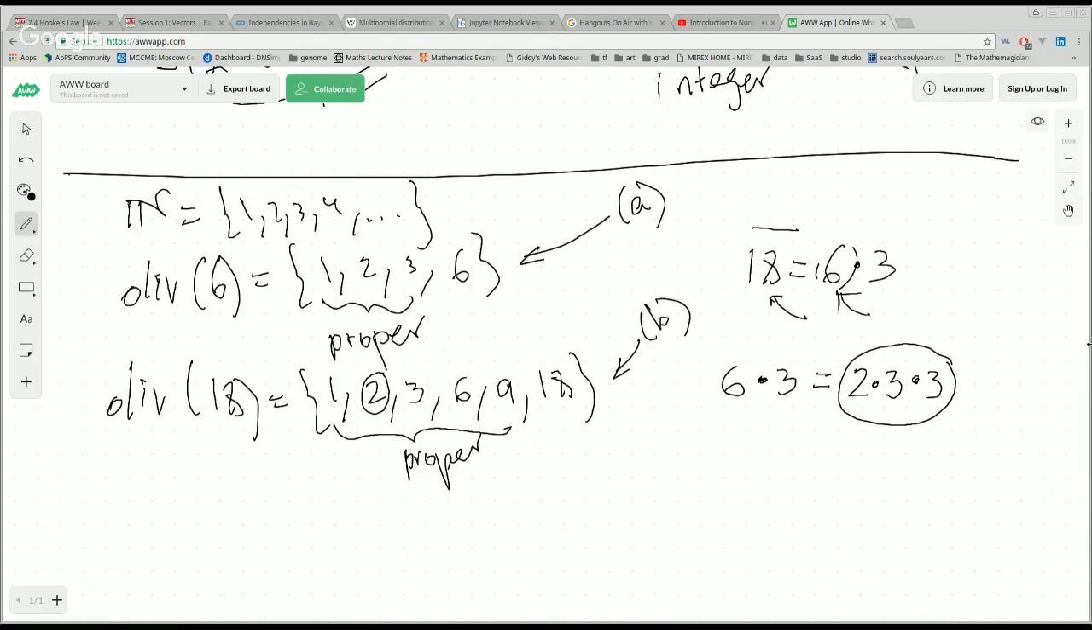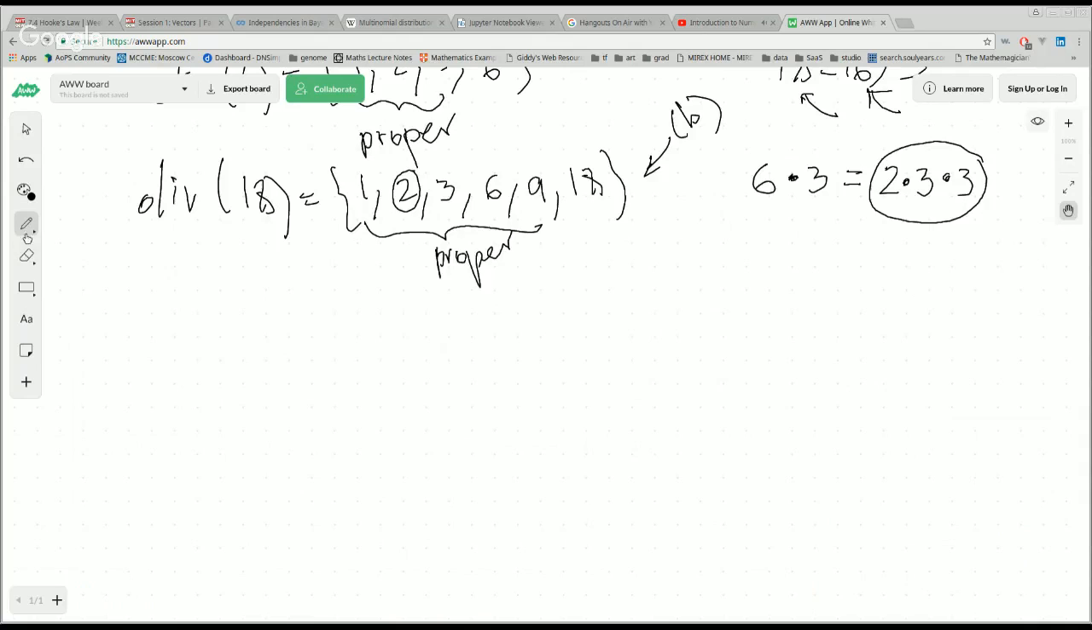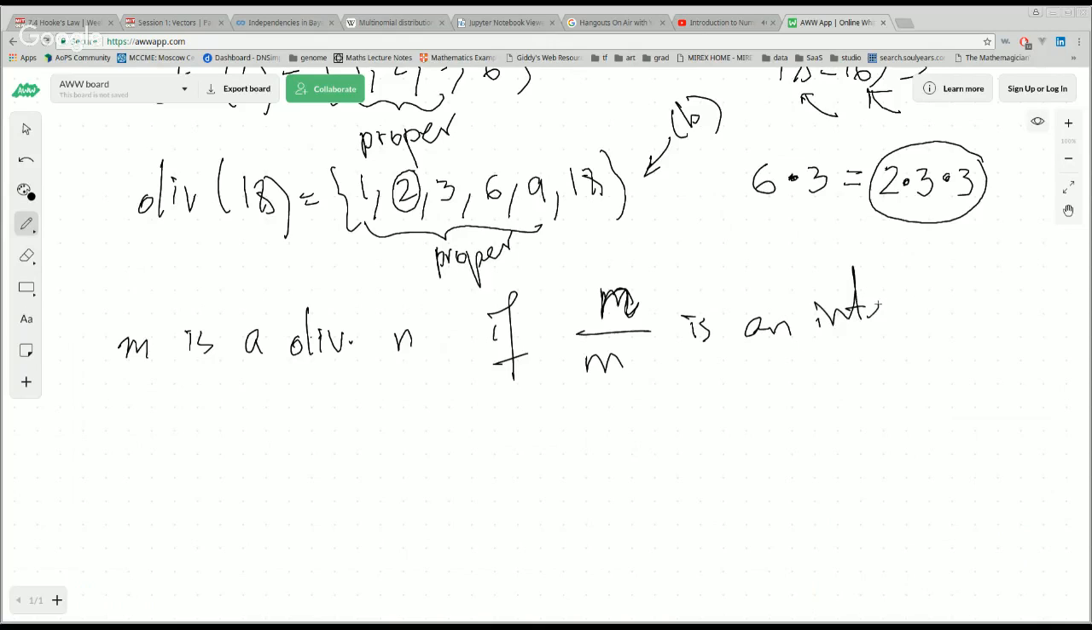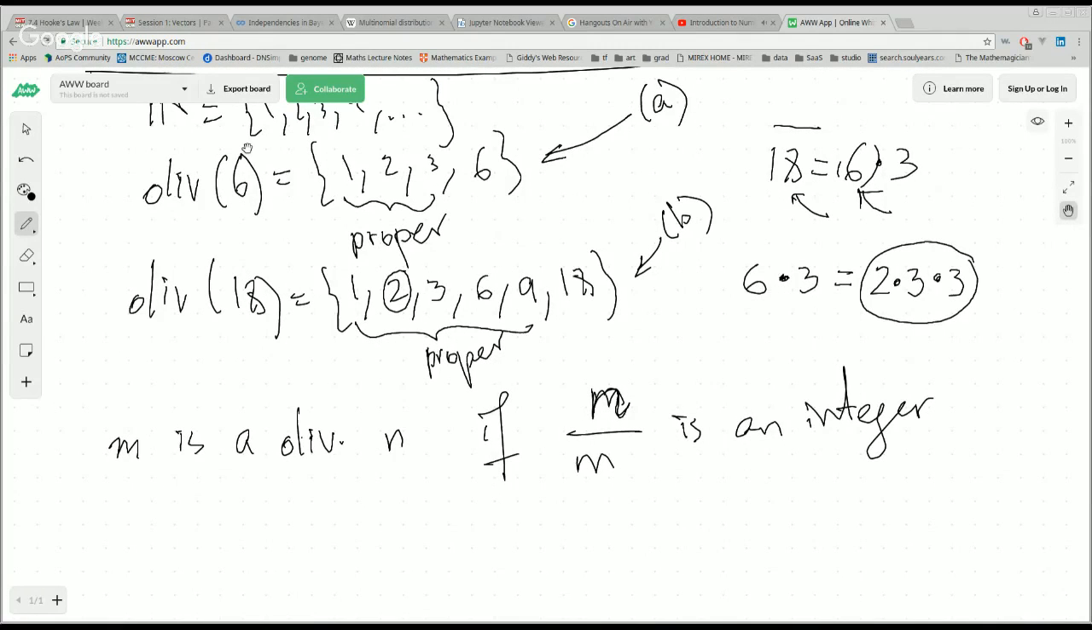Well, let's go back again to the definition of a divisor. What does it mean for a number to be a divisor of another number? Well, we said that m is a divisor of n if n divided by m is an integer. So this meant that m is a divisor of n. Now what do I want to do? I want to make sure that all the divisors of 6 are also divisors of 18.